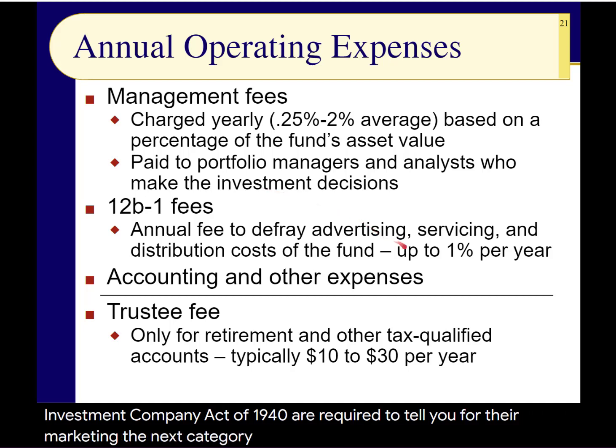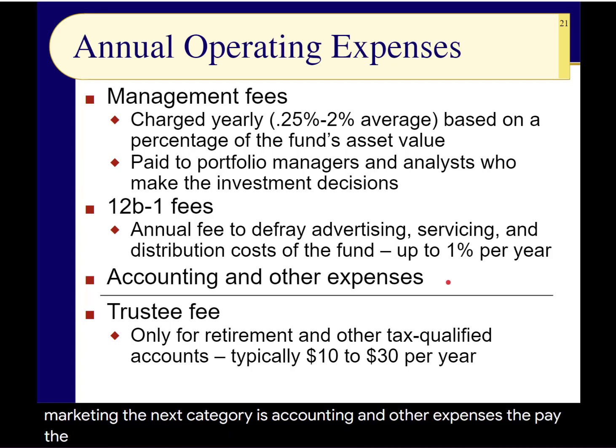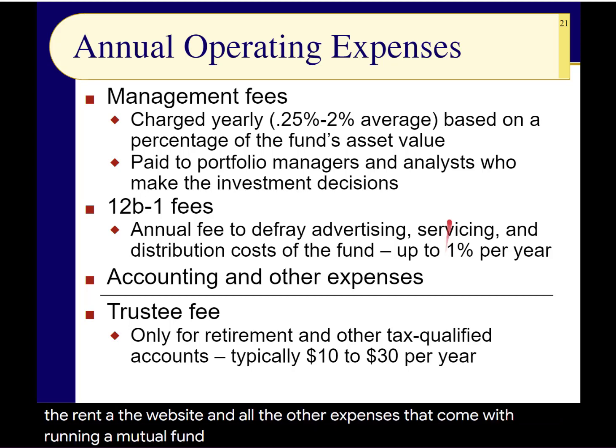The next category is accounting and other expenses. Pay the rent, pay the website, and all the other expenses that come with running a mutual fund. So these are the three annual operating expenses.